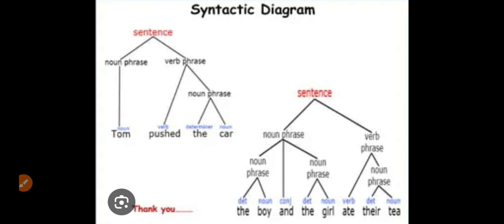That's why I have explained that a complementary phrase is something which enhances the meaning of the sentence. The words which are used to enhance the meaning of the sentences are called complementary phrases, right?